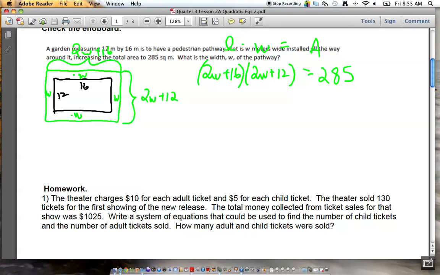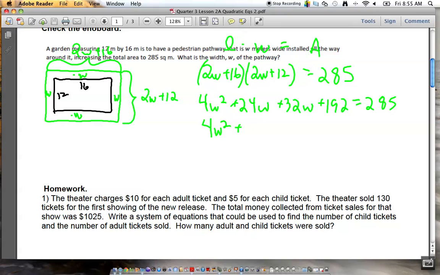All right, have fun. Now, let's double distribute here. 2W times 2W, 4W squared. 2W times 12, 24W. 16 times 2W, 32W. 16 times 12, 192. Equals 285. So all I did was double distribute and then write equals 285. Now, I need to put everything together.